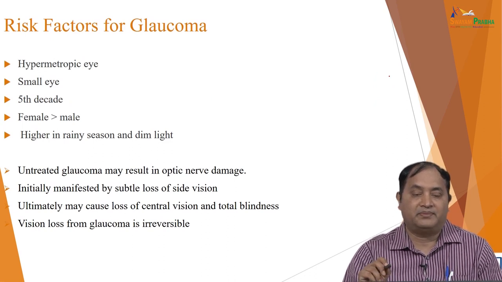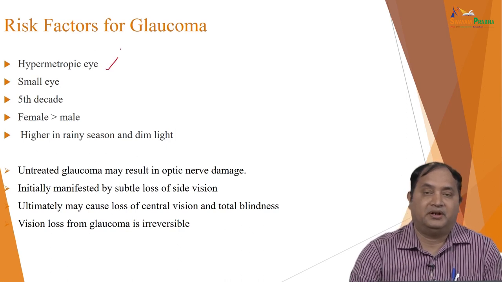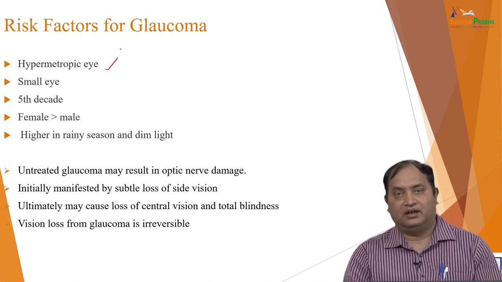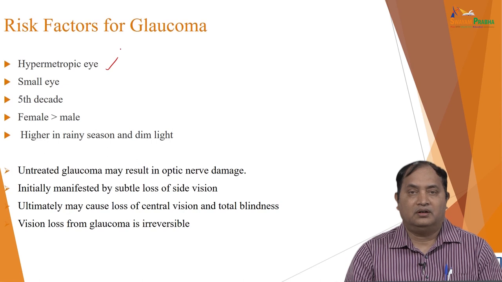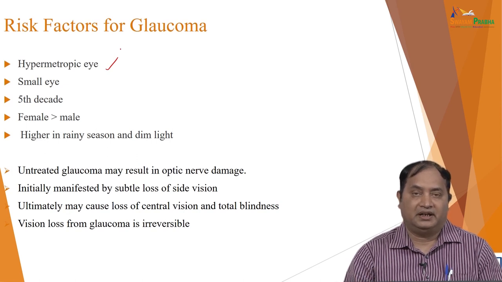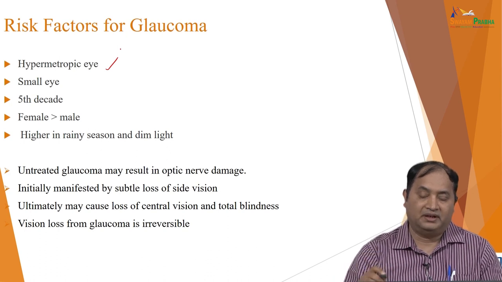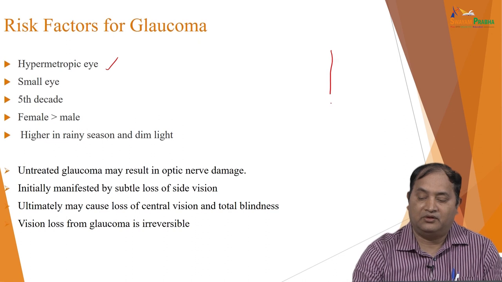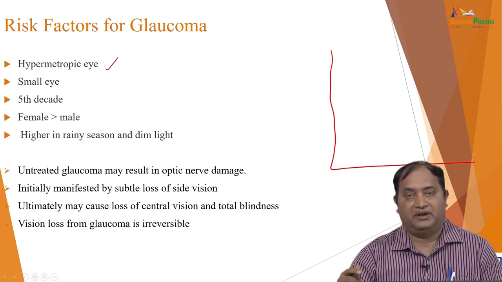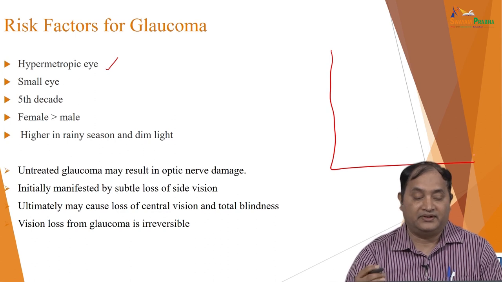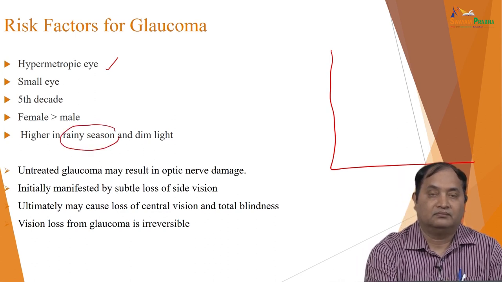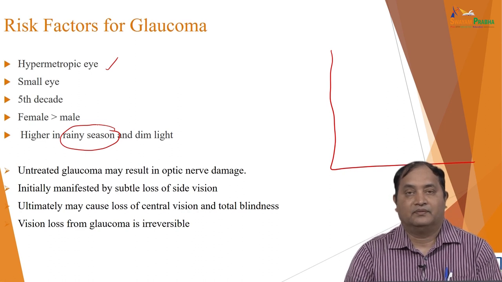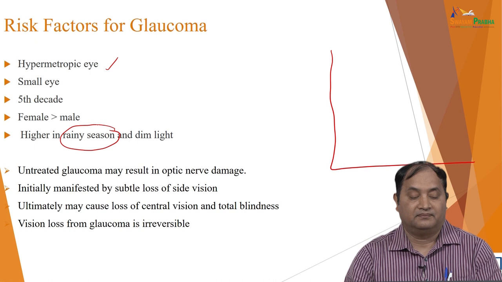Now, when you look at the risk factors for glaucoma, one is a person with a hypermetropic eye, typically a person having a small eye, or a person who has crossed the fifth decade, after 50 years. Females are more prone compared to males, and it also maintains a diurnal variation. Morning and evening the pressure differs, and particularly the pressure is increased in the rainy season and when there is dim light, the intraocular pressure increases.